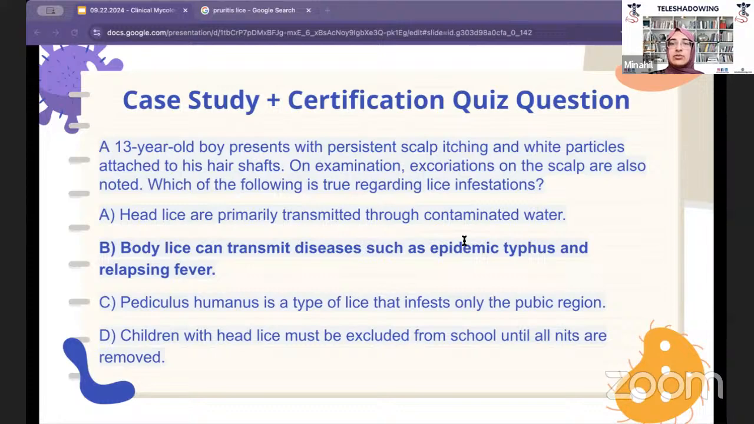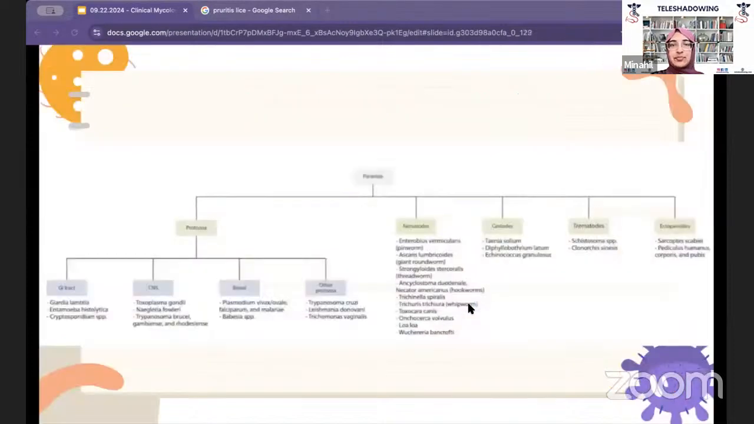And the treatment typically includes the use of topical insecticides, right? And also nit combing. And children with head lice can often return to school after the first treatment without the need to remove all the nits beforehand. And that will help prevent kids from missing so much school.